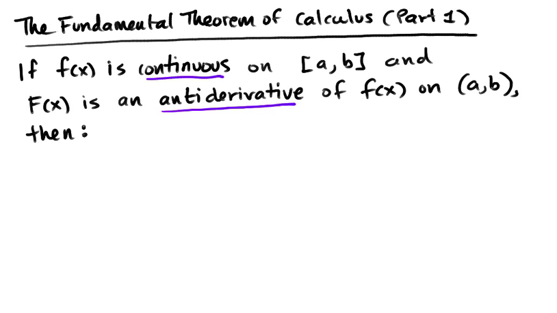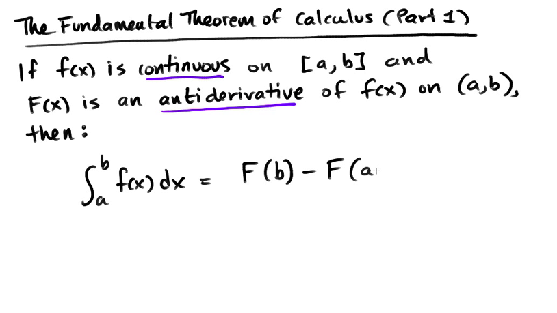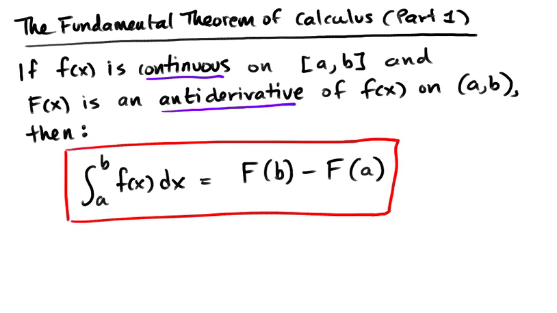It turns out if the function is continuous on a closed interval [a, b] and you have a function that's an antiderivative of your original function on the open interval (a, b), if you take the definite integral of f of x dx, it's simply the antiderivative evaluated at b minus the same antiderivative but now evaluated at a. So here are a few examples on how to use this.